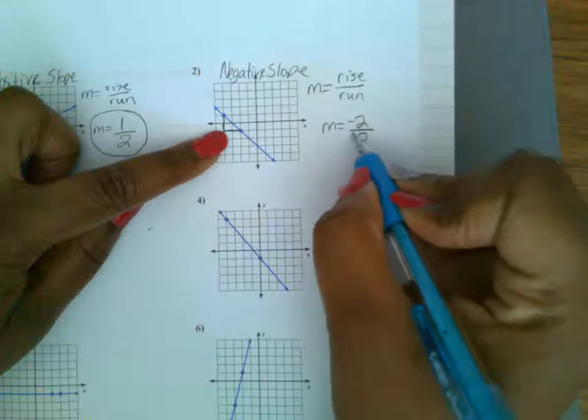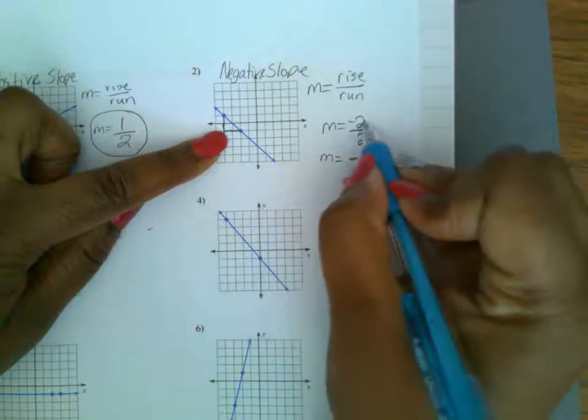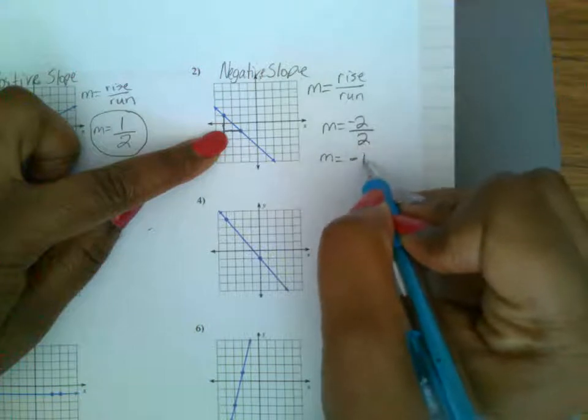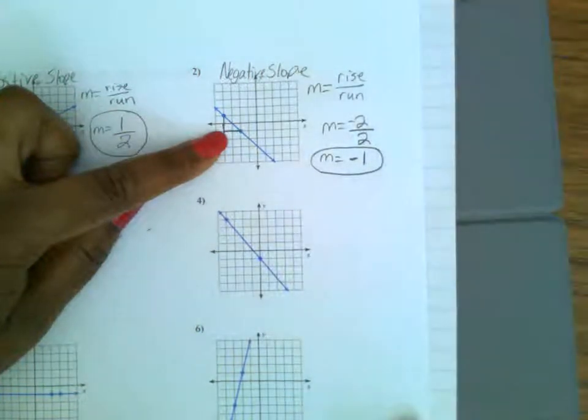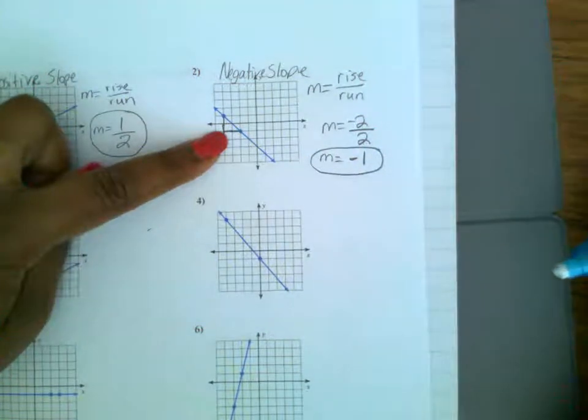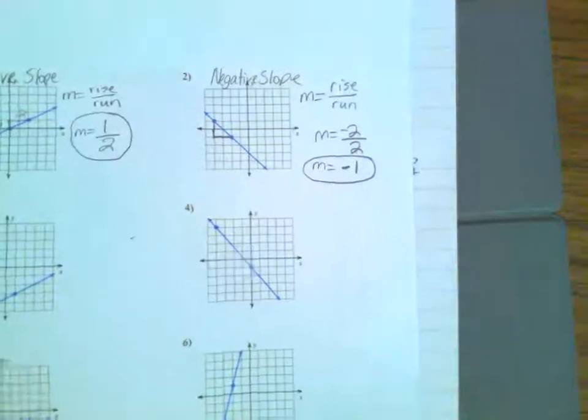And I'm going to simplify and reduce this. A negative divided by a positive is going to be a negative, and 2 divided by 2 is 1. So my slope is going to be a negative 1. Any questions about that? I'm going to skip down and do number 5.